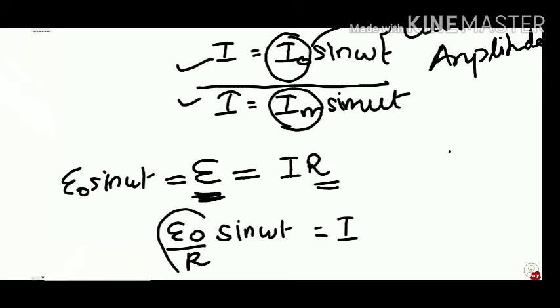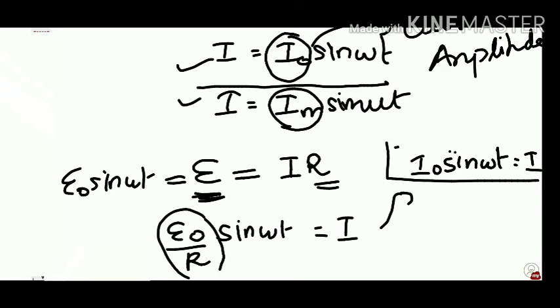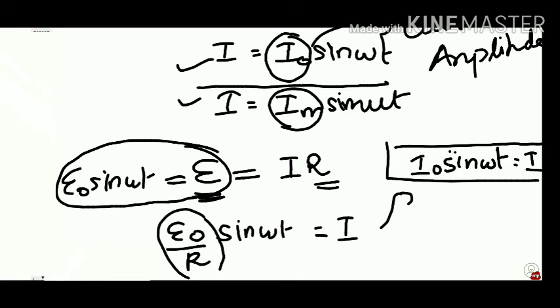Now this epsilon naught by R, I can write it as I naught sine omega t. Then that is equal to I. So make this one as a box. That means we gave an input of epsilon equal to epsilon naught sine omega t. That was the input, that is, the input is in a sinusoidal or alternating form.